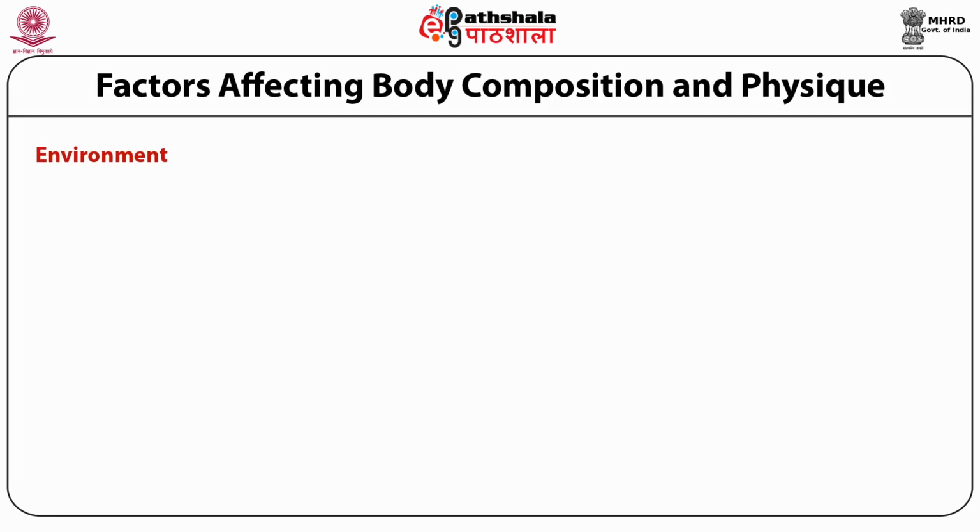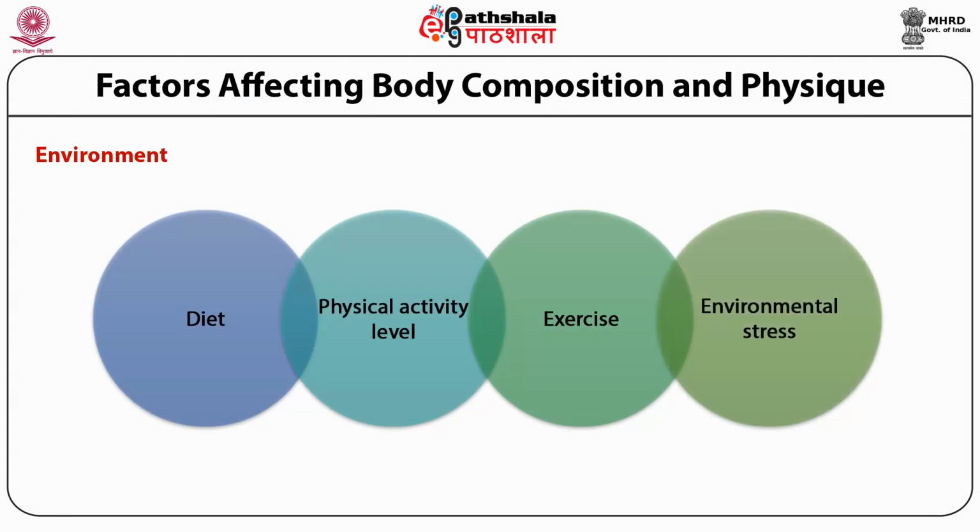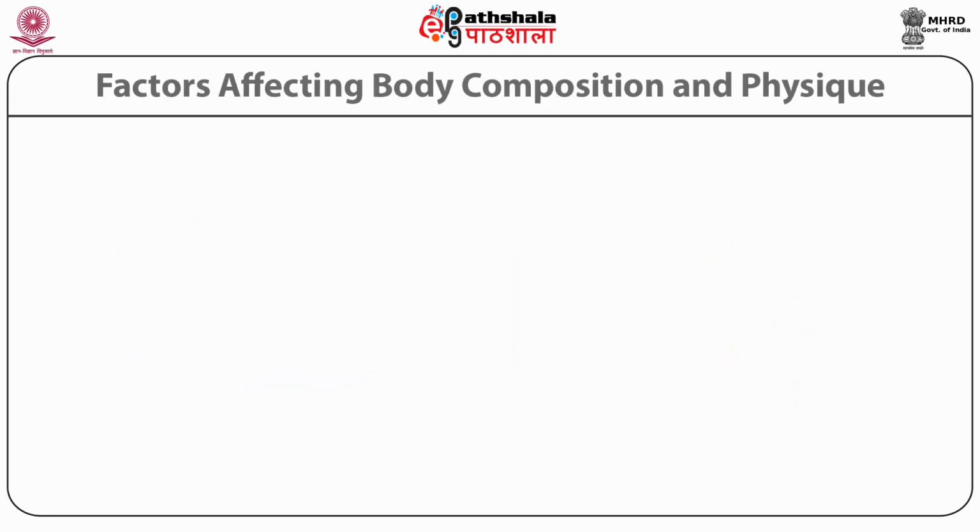Let's talk about environment first. It comprises all the factors related to diet, physical activity level, exercise and environmental stress. For example, a diet high in fat and carbohydrate along with low physical activity levels leads to a state of high fat content, contributing to the increase in endomorphy element. We will learn about endomorphy later.